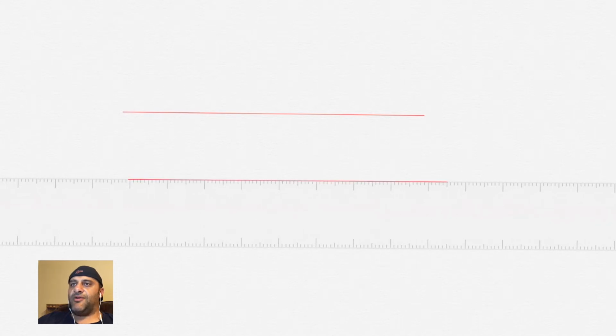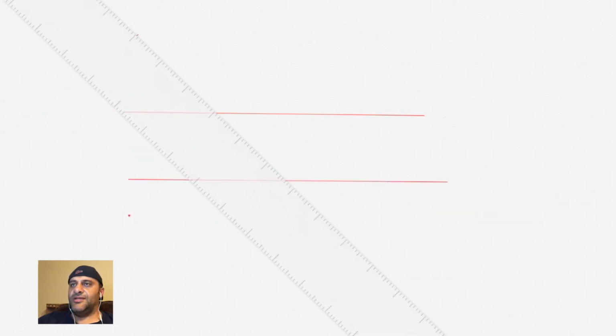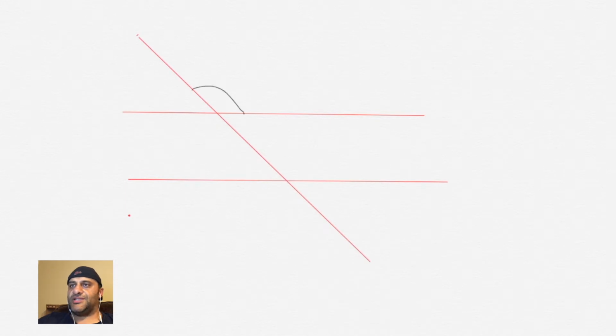Now, when we have parallel lines, meaning 2 lines that will never intersect because they're going on the same slope, and we have one line that intersects those 2 parallel lines, it's almost like a mirror image, those angles there.